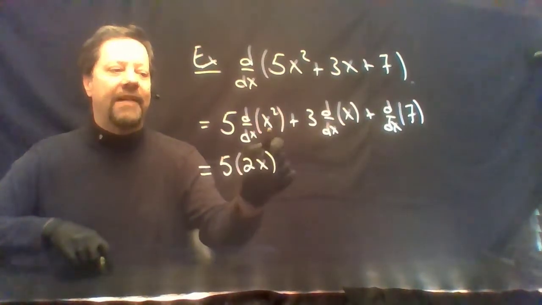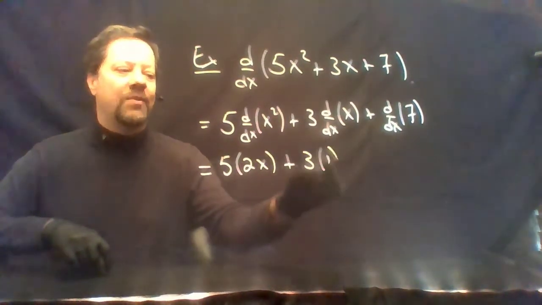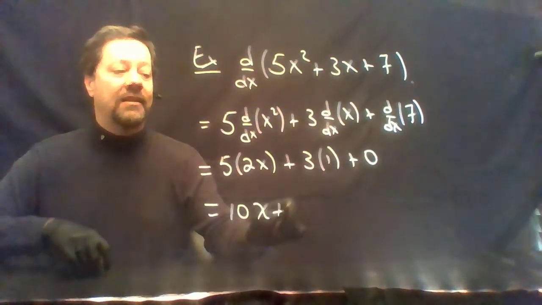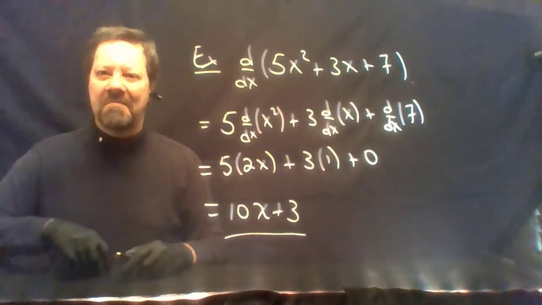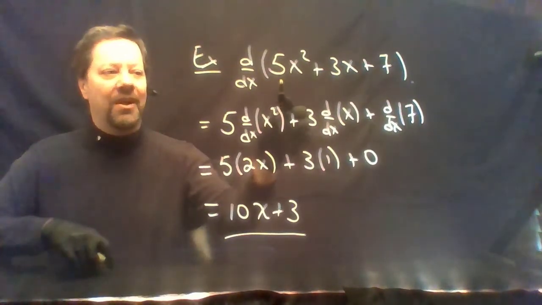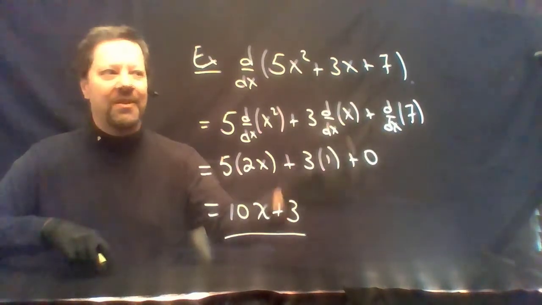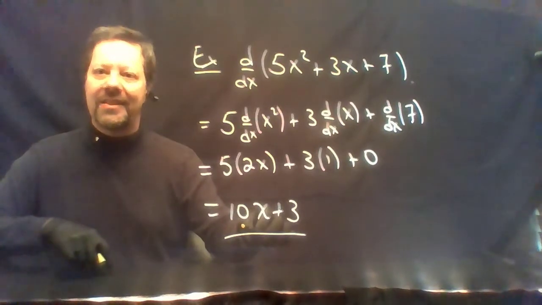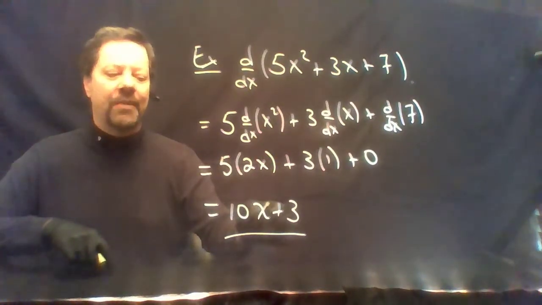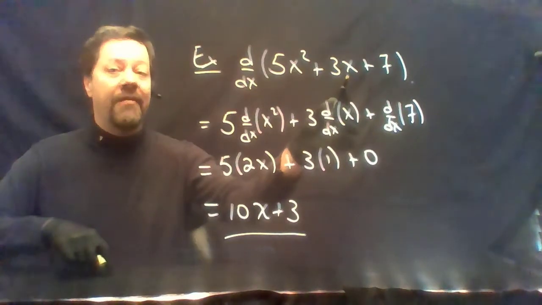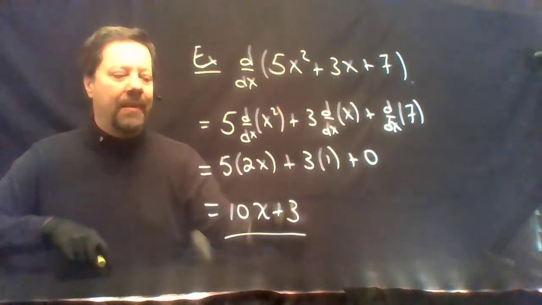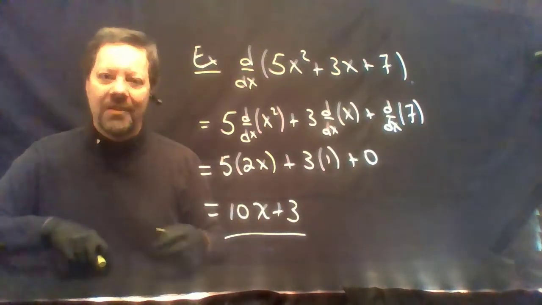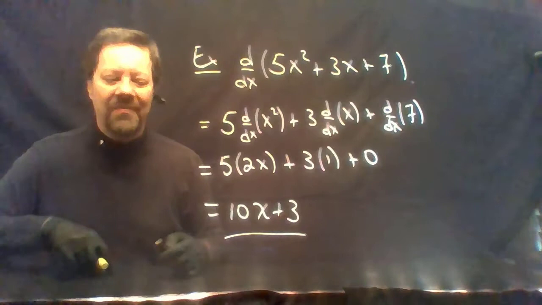So you can see that we get 5 times 2x plus 3 times 1 plus 0. And the answer is 10x plus 3. In the future, we won't write these intermediate steps. We can see from here that the 2 gets brought down and multiplies onto the 5, giving us 10. We'll subtract 1 from the exponent, so it's just x. The derivative of x with respect to x is 1, so the second term has a derivative equal to 3. And then, of course, the derivative of a constant is 0.